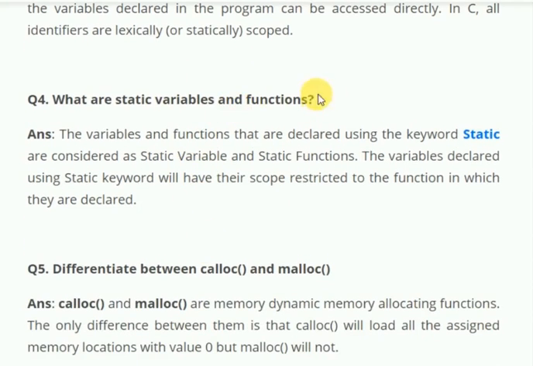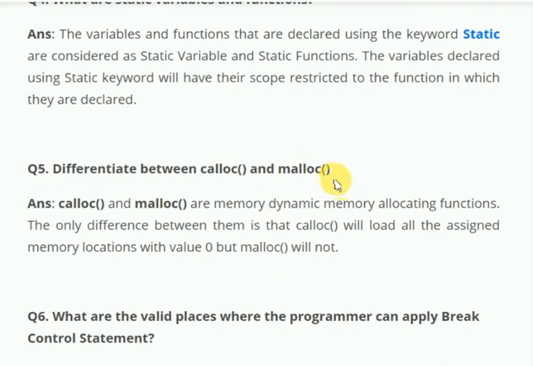What are static variables and functions? The variables and functions that are declared using the keyword static are considered static variables and static functions. A local variable declared using the static keyword will have its scope restricted to the function in which it is declared, while a static variable declared in a class has its scope in the whole program. You can use it with the class name. Suppose the class name is ABC and the static variable is a, then abc.a can be used to alter the static variable data, like abc.a equal to 5 or abc.a equal to 6.